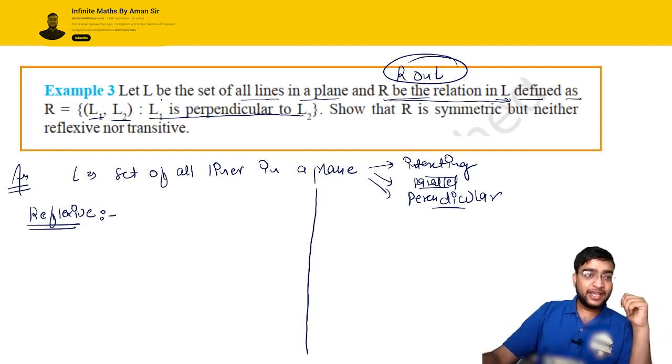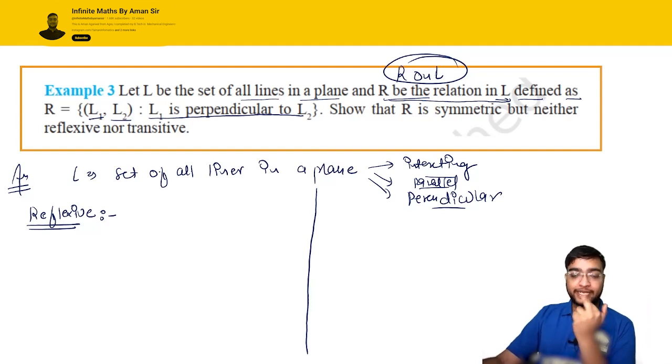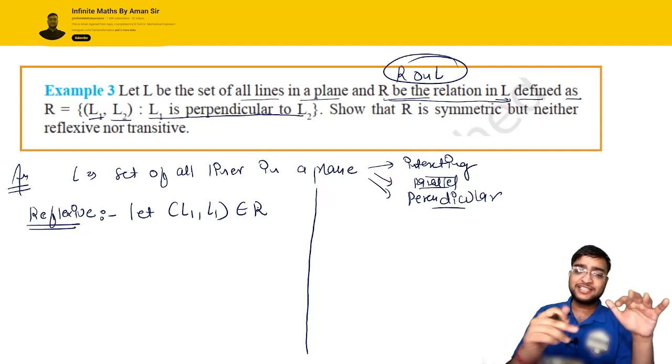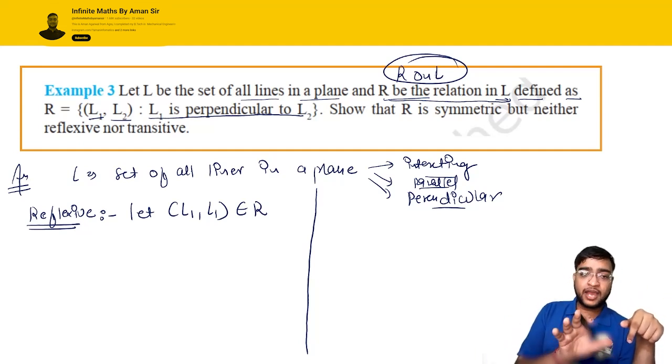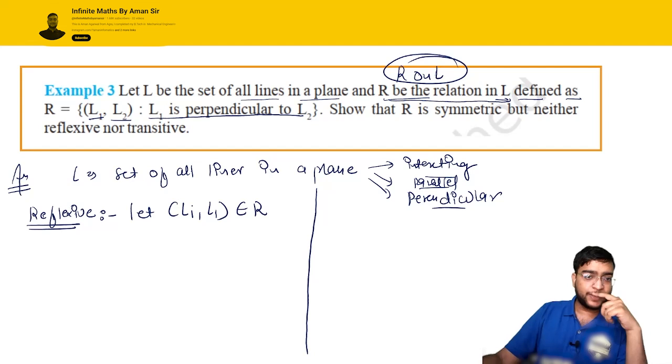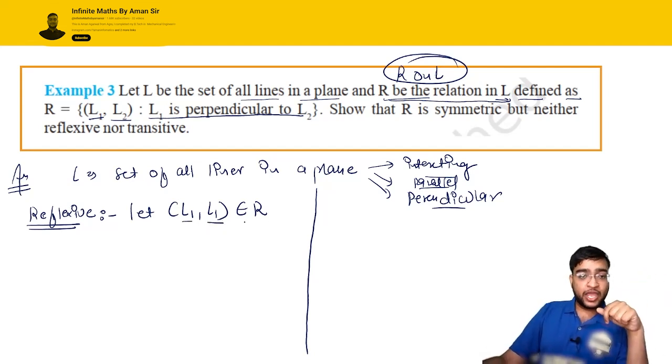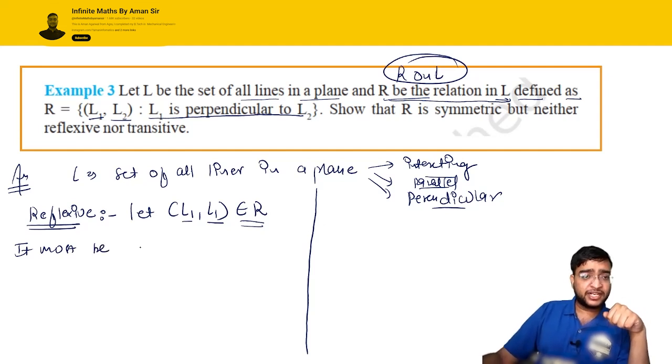Let's say we have (L1, L2). For the reflexive one, the lines should be identical. So let (L1, L1) be in my relation. If this is actually wrong, then this is not reflexive. If the identical pair (L1, L1) is in my R, then it must satisfy the condition that L1 is perpendicular to L1.